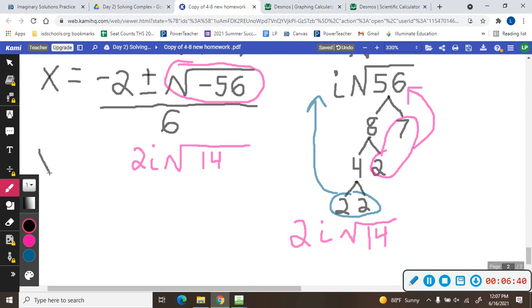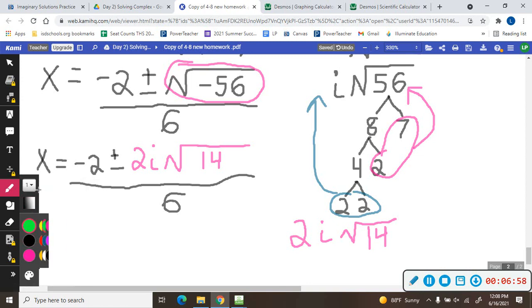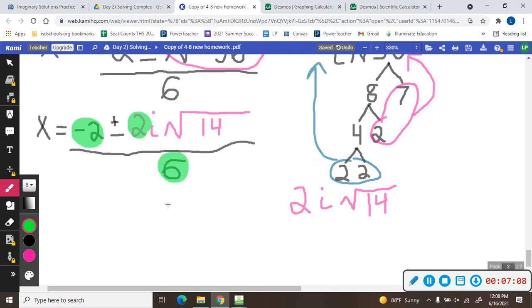I have x equals negative 2 plus and minus all over 6. And then from there you should look to see, can I reduce any more? And so you're looking, is there a number that goes into negative 2, 2, and 6? And if there is, divide it all by that number. They're all divisible by 2.